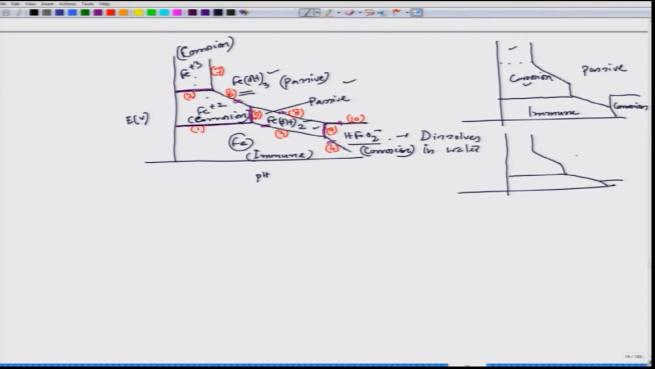where this is passive, this is corrosion, this is immune, and this is of course corrosion. Now, these two lines merge together depending on the phases that we are considering.